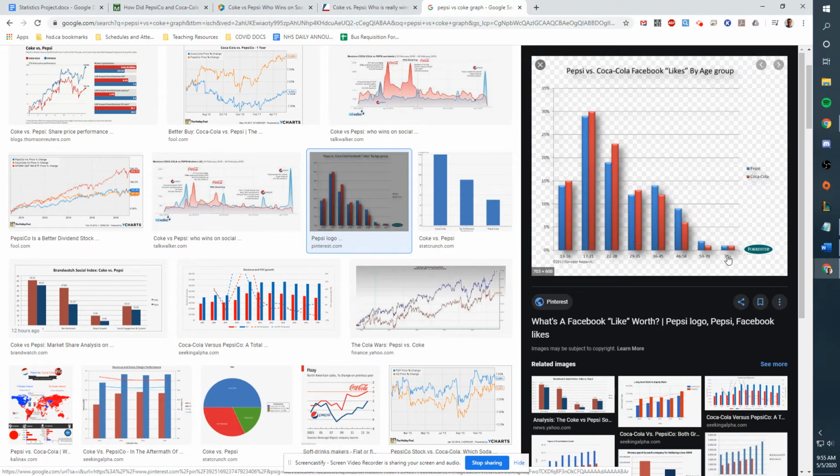It's not that there are no old people drinking Pepsi and Coke. It's that these old people are not on Facebook, right? You don't have 80-year-old grandmas on Facebook as often, so maybe they're not represented. You're missing huge age groups because of this. So this would definitely be a biased graph just based on where it came from.